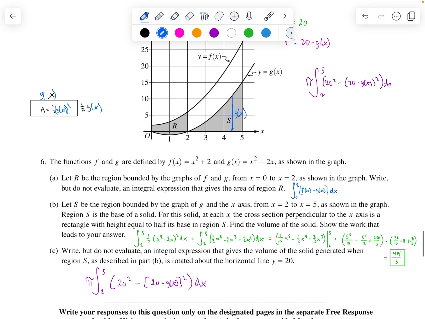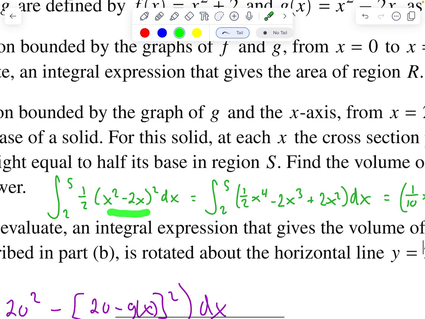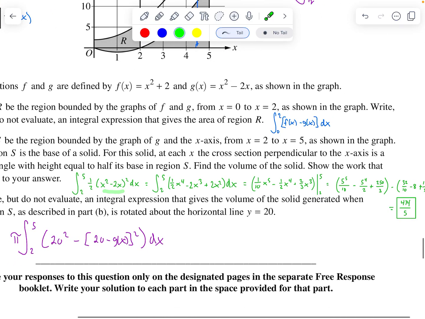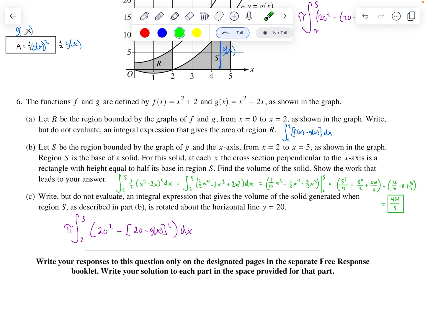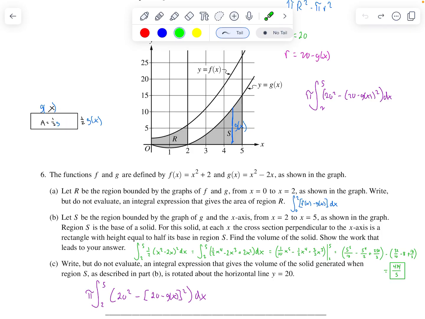I just did the integral of 1/2 g of x squared, and then I evaluated the integral, as you can see. Make sure your bounds are 2 to 5. I just distributed and then found the antiderivative of everything. I showed it a little differently than the key. You can leave your answer like this, though, as long as this expression is equal to the final answer, then you're good. All right, now let me bring back that picture that I had drawn to save some time here.